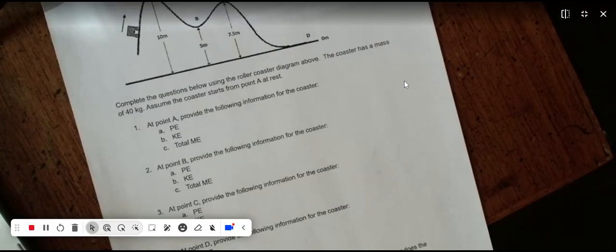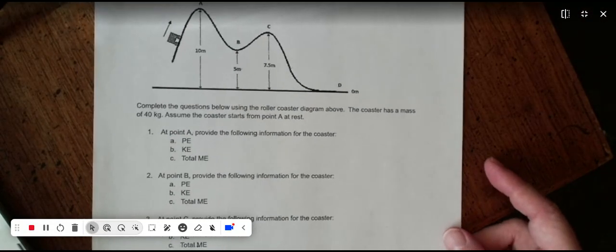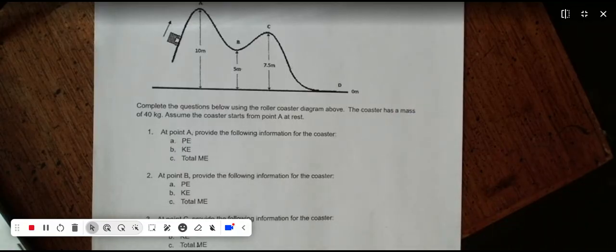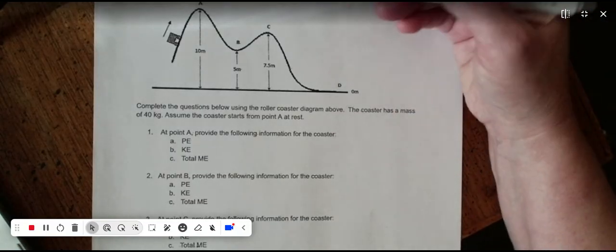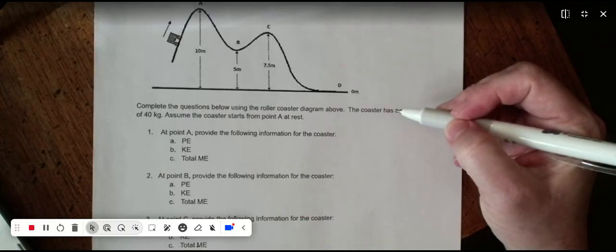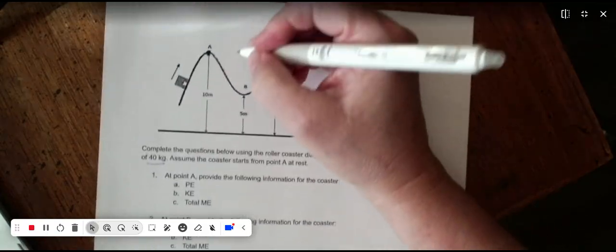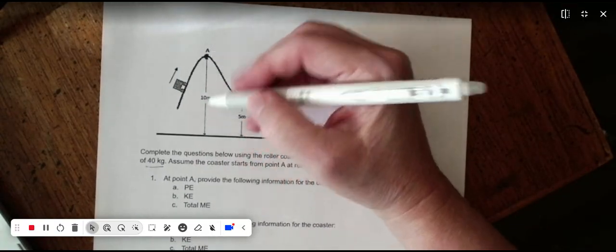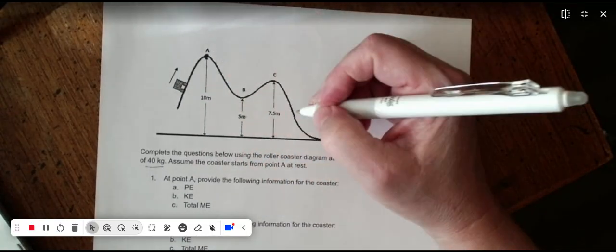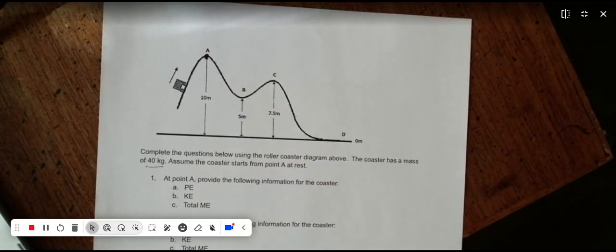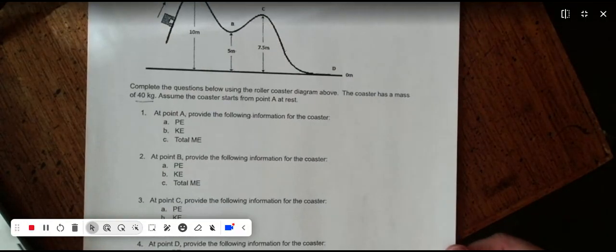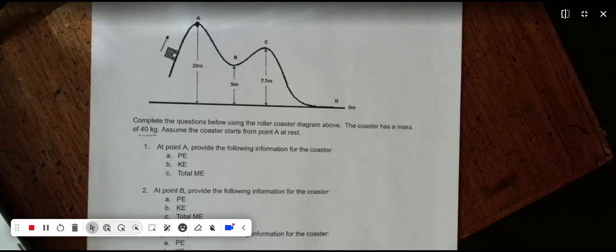All right, this is energy, which we just did. Energy, work, and power. So we have a roller coaster, has a mass of 40 kilograms, and we're assuming he starts here at this point, so that's 10 meters off the ground from rest. Okay, so we're gonna figure up energy values at these different points.